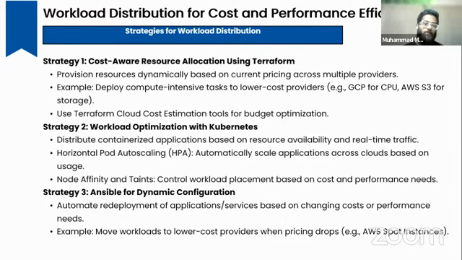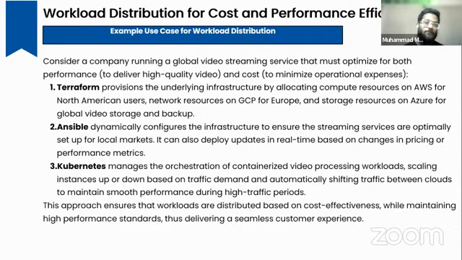Workload optimization with Kubernetes. Kubernetes allows us to optimize workload distribution by distributing the workload across a Kubernetes cluster. We can use horizontal pod scaling, HPA, which automatically scales applications across cloud. The third strategy will be Ansible for dynamic configuration: automate redeployment of application services based on changing cost or performance needs, moving workload to a lower cost provider when pricing drops, like AWS Spot instances.